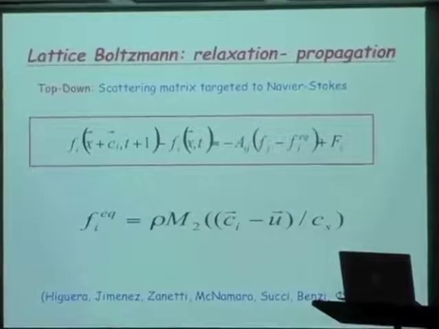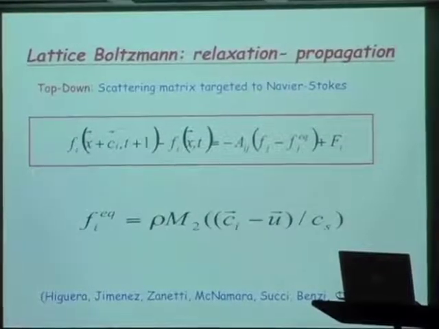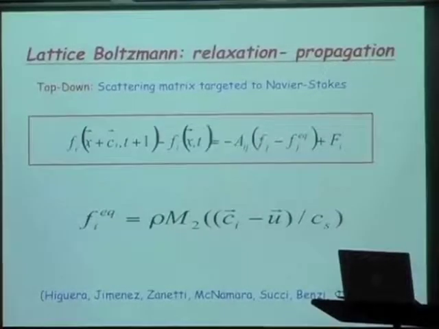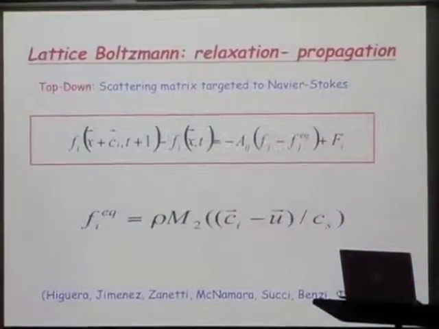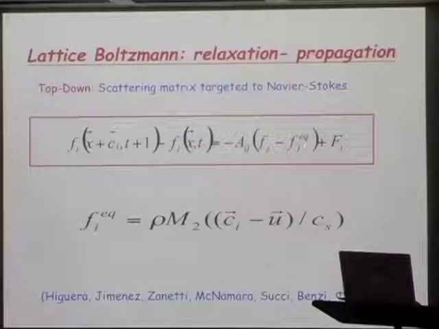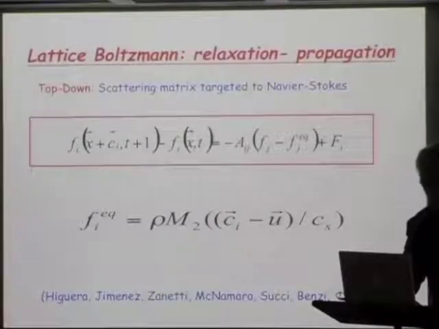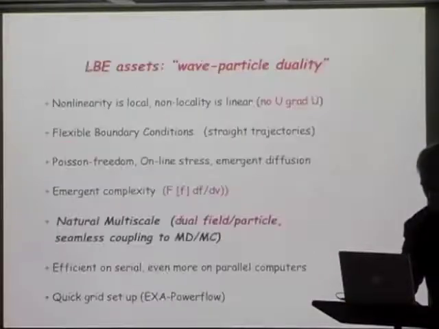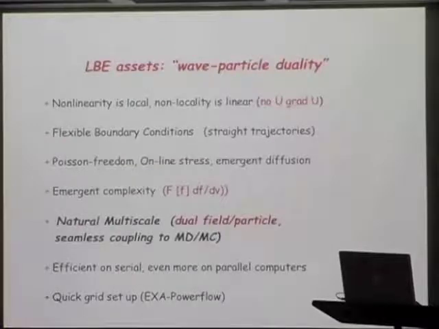In other words, the effect of the collisions on population i is a mixed combination of the deviation of the population j from its local equilibrium. The local equilibrium is just the Maxwellian we discussed yesterday. Plus, I have some external forces, which are very important for, say, phase transitions and things like this. But we will not discuss them today.